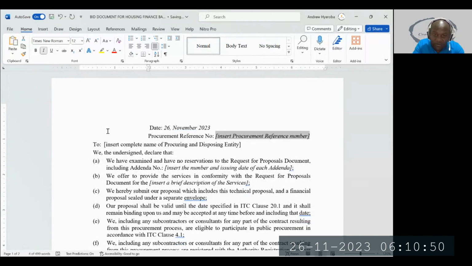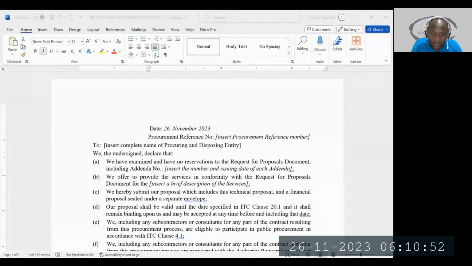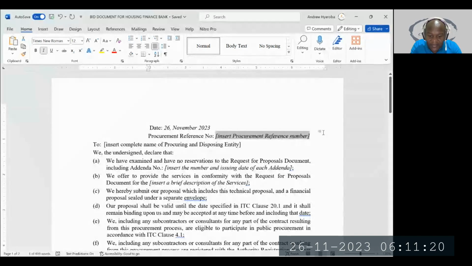We have to always keep the procurement reference number we had in this bid document. I think I should just split the screens, but when I split the screens, it will be very small. You'll not be able to see the bulk of this. So the ITC is the instruction to consultants, isn't it? Yes. So I'm looking for the procurement reference number. You won't be seeing my entire screen, so I'll just be copying and pasting.